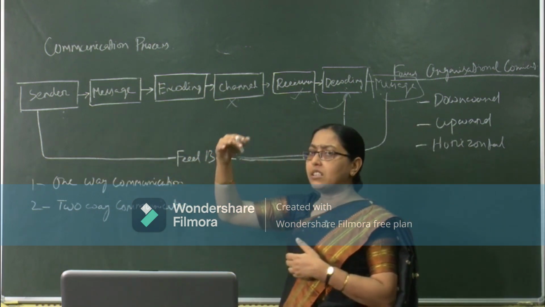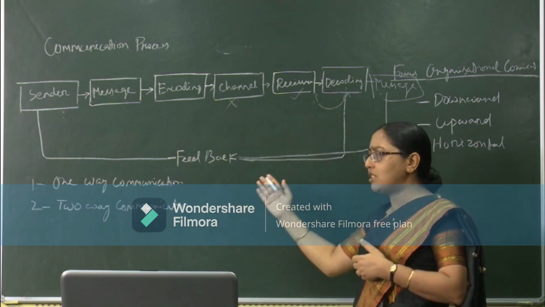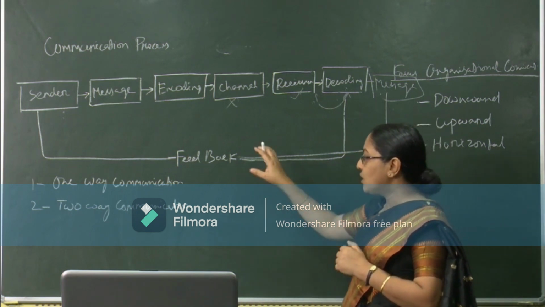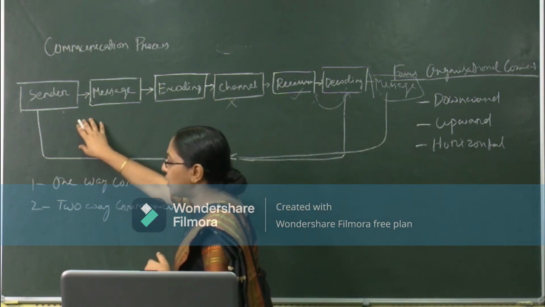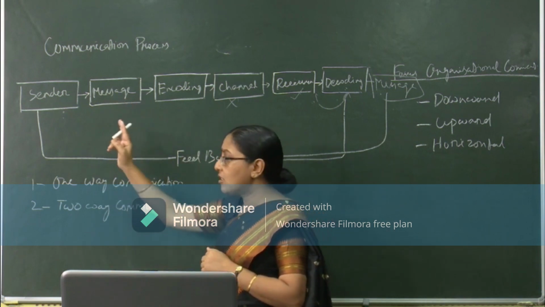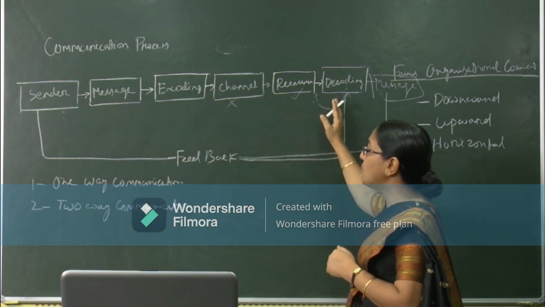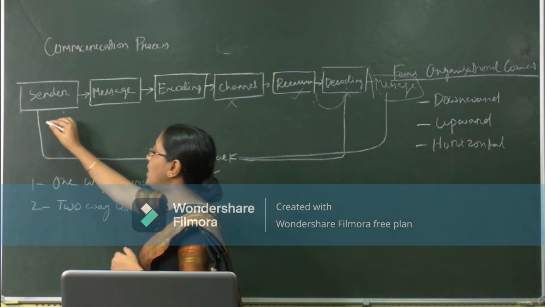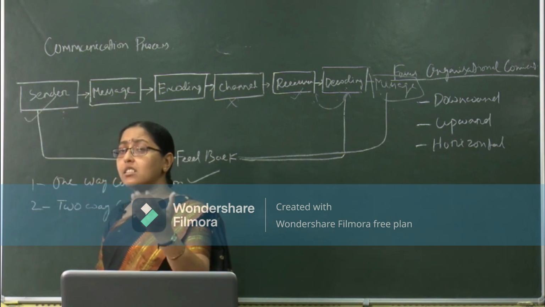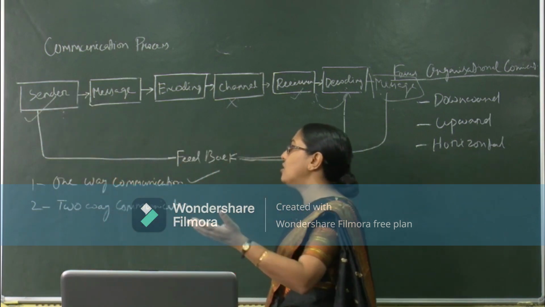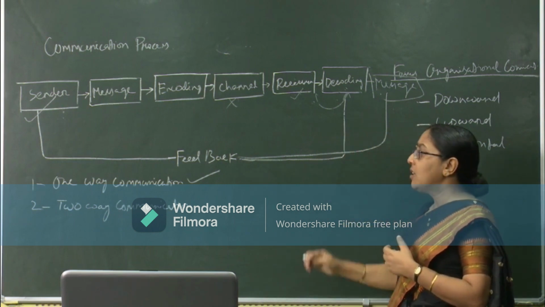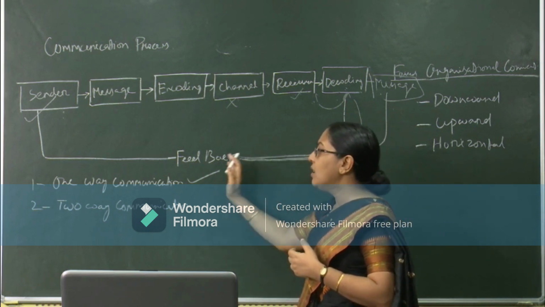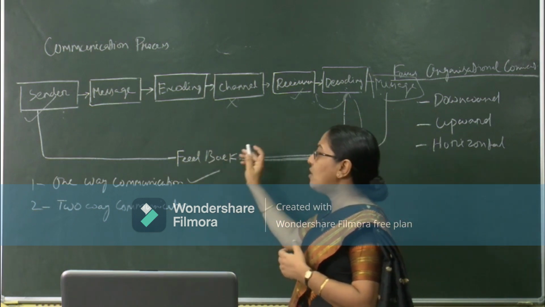Again, suppose the sender wants to pass on any more messages, it continues, the interaction goes on and it will be a successful one. But when the sender sends the message, again I am repeating, when the sender sends the message and the receiver never replies, that is called one way communication. It means only the sender is sending the message and the receiver is not replying to the sender. But when the reply comes from the receiver after receiving the message, this is called two-way communication.